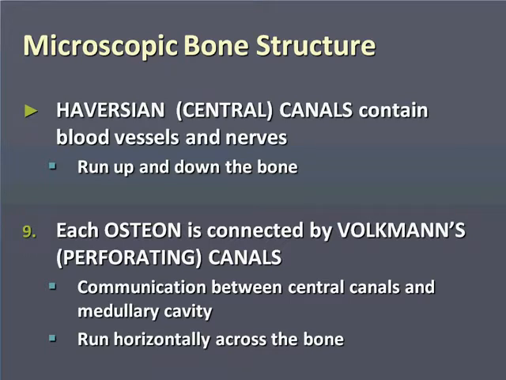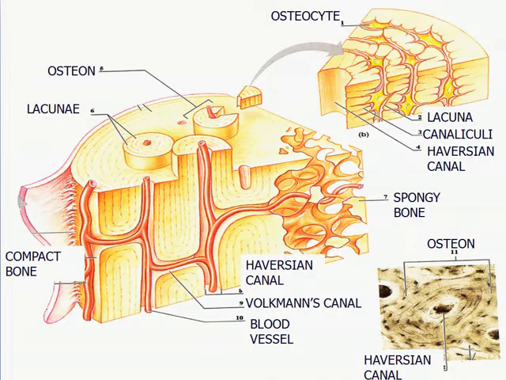And the osteons, each one an individual unit of bone, are connected by Volkmann's canals, or perforating canals. And again, these canals are just for communication between central canals and the medullary cavity, which again is the very inside of the bone shaft. And these are running horizontally across the bone, so more in a transverse direction. And here's the picture I was talking about. So again, all the parts.